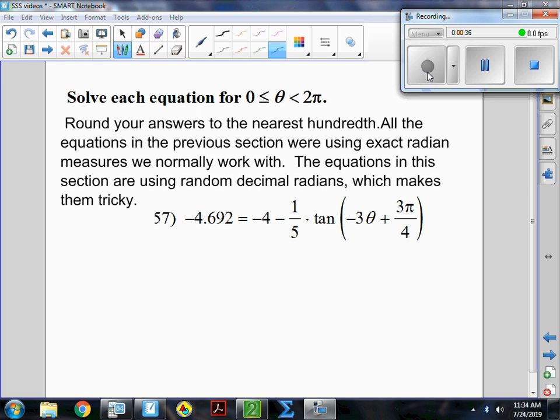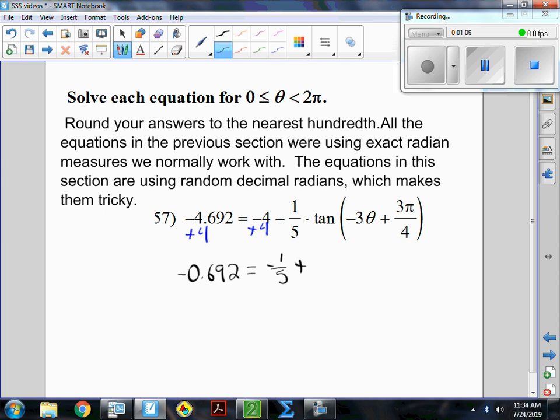It's similar to what you did last year, and that is just equation solving, and it's equation solving in a challenging way. So we're going to go through how to do this so you guys can get some practice with it this summer. So we need to get the tangent of the parentheses by itself, obviously. That's when we solve. So we're going to start by doing that. So I have negative 0.692 after adding the 4 equals negative 1/5 tangent parentheses negative 3 theta plus 3 pi over 4.